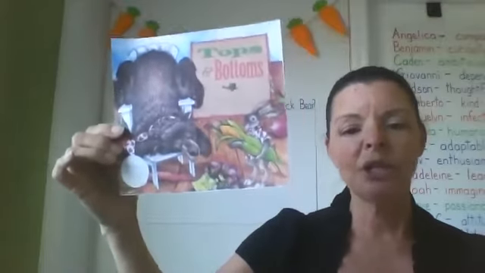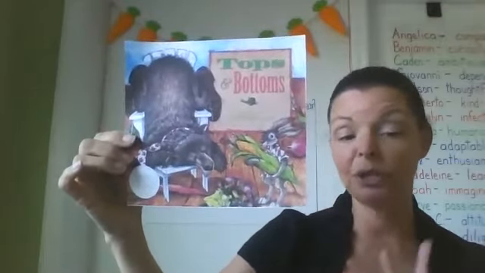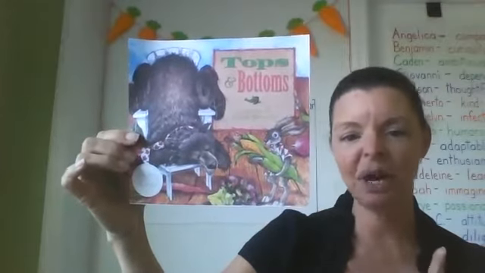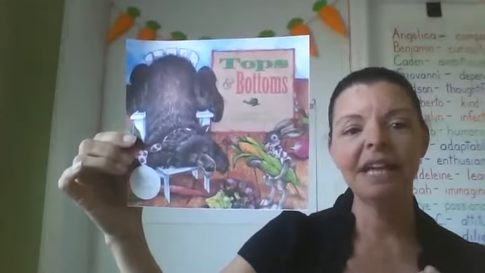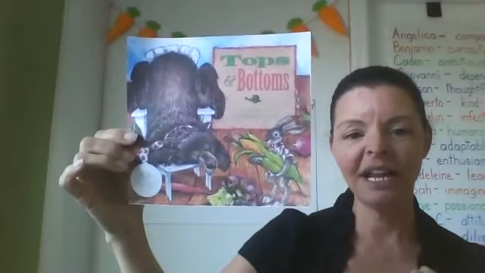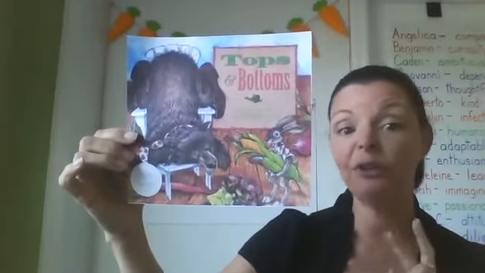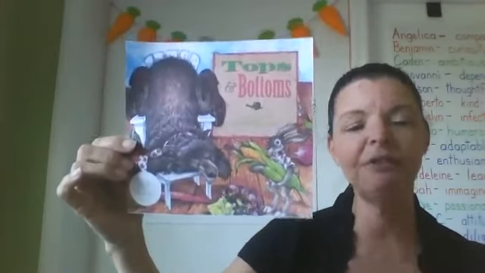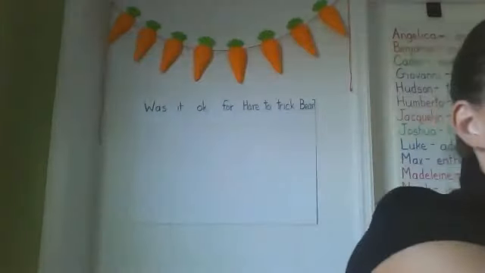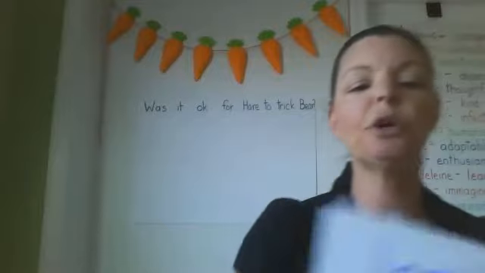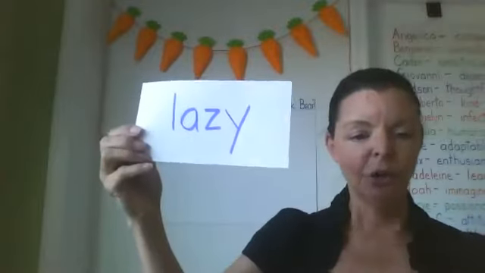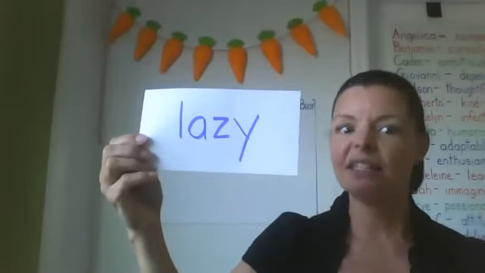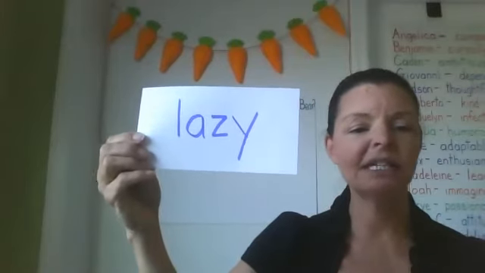All right. So we had two characters in the story. Do you remember who the characters are? That's right. Bear and Hare, right? And we also put some very good vocabulary words out to describe the characters. So let me see if you remember those words. So the first word was lazy. Who was lazy in the story? That's right, Bear. Bear was lazy in the story.